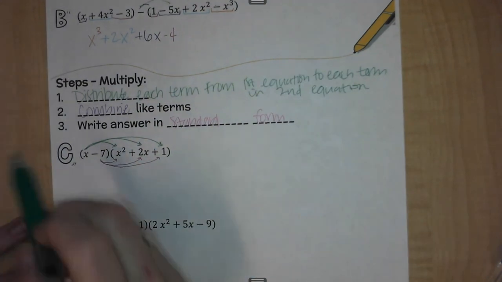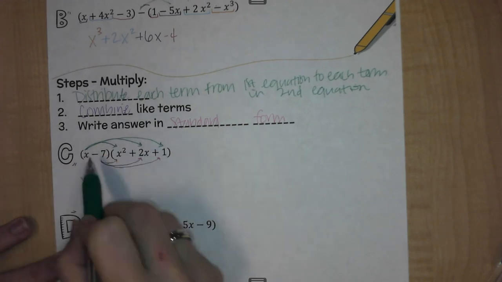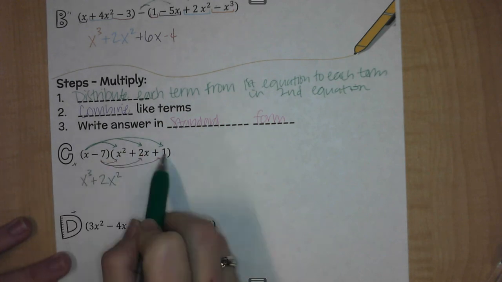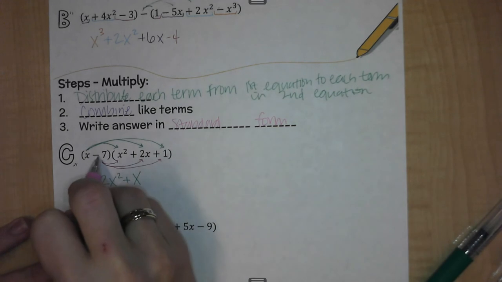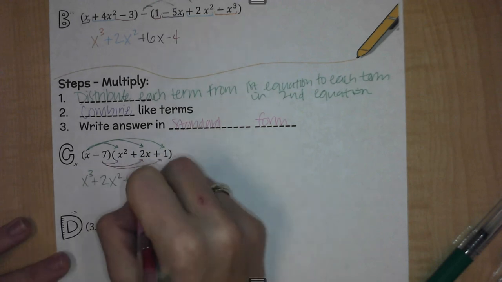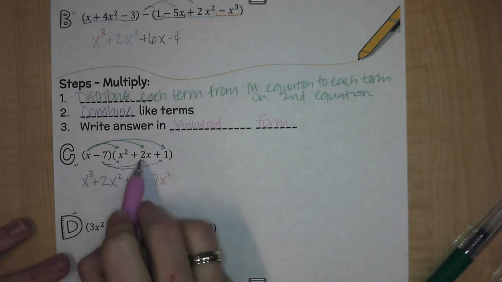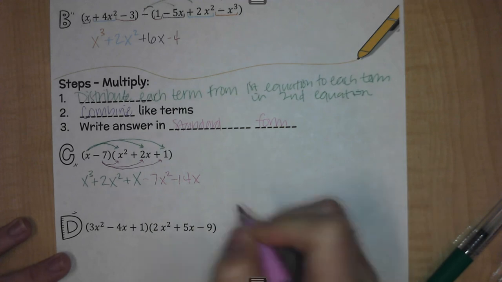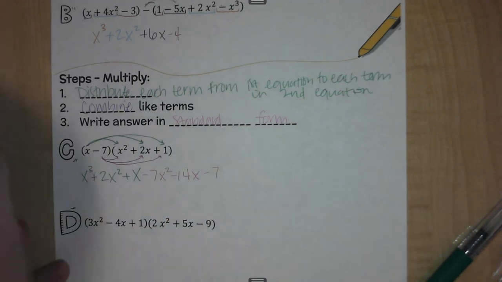So let's do this. x times x squared is x to the third. x times positive 2x is positive 2x squared. x times 1 is x. This negative travels with this 7, so it's going to be -7 times x squared, so minus 7x squared. -7 times 2x is minus 14x. -7 times 1 is -7.